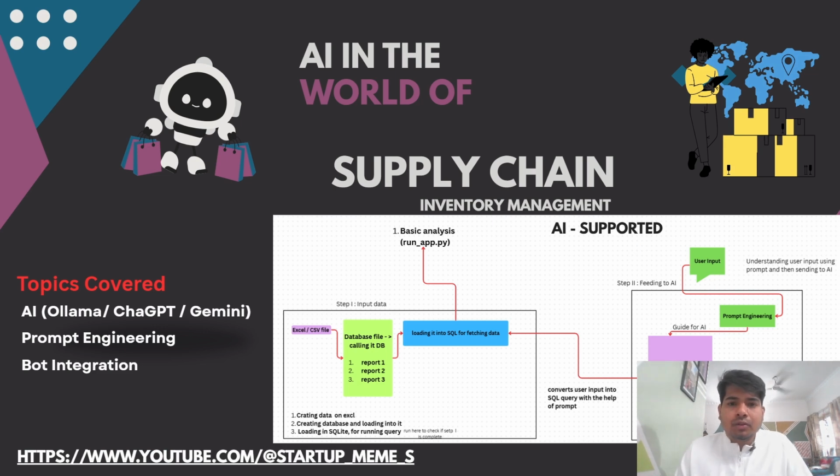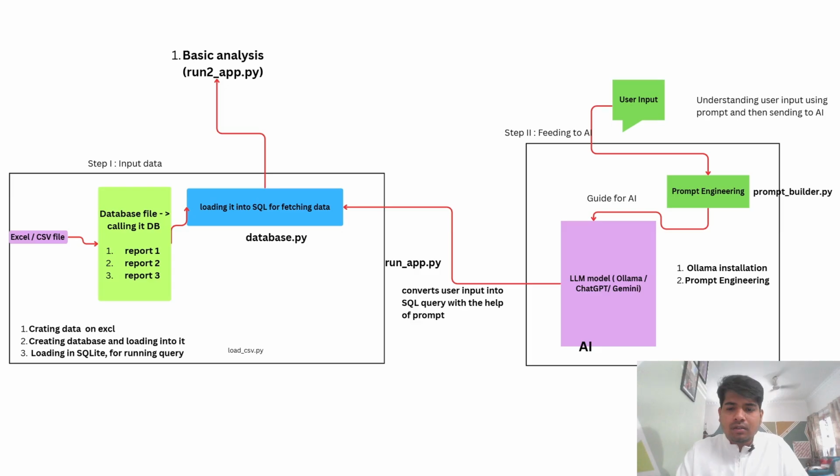Everyone, welcome to the fourth video in this series. We are basically creating a project in supply chain inventory management using AI. Till the last lecture, we understood prompt engineering. Prompt engineering was basically a guide which will be used along with the user input to feed the instructions to the AI. Now in this class, we will learn about what is that purple box, or the AI.